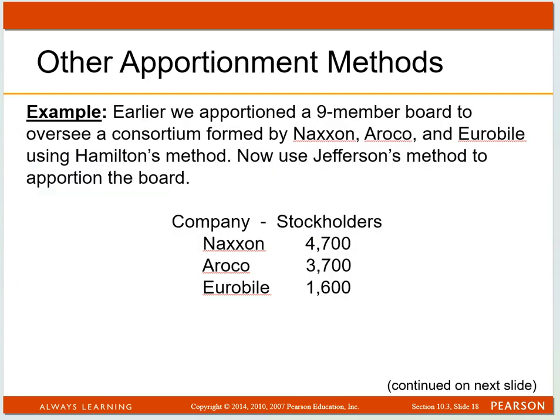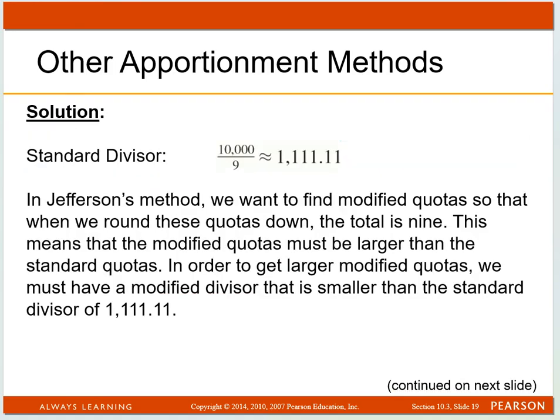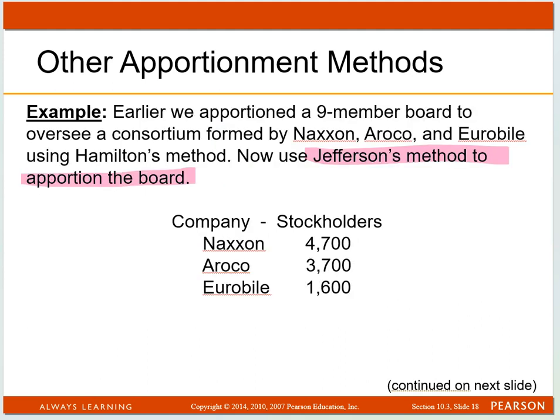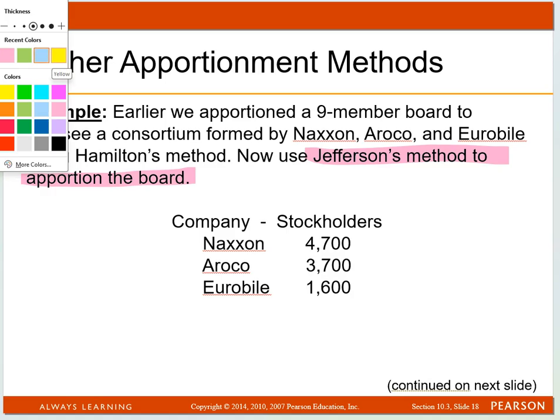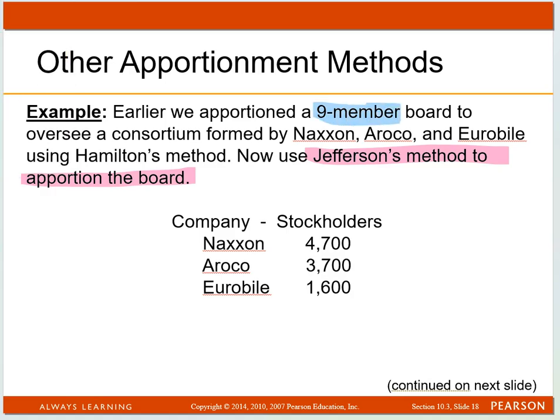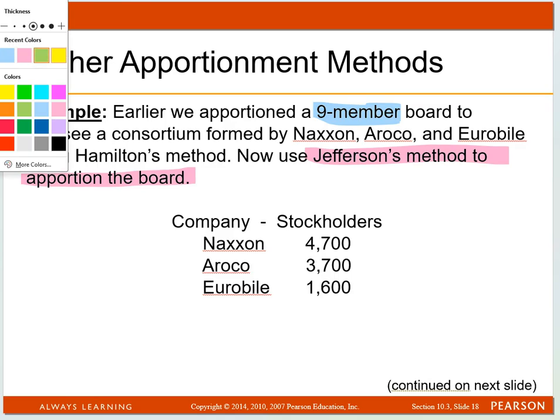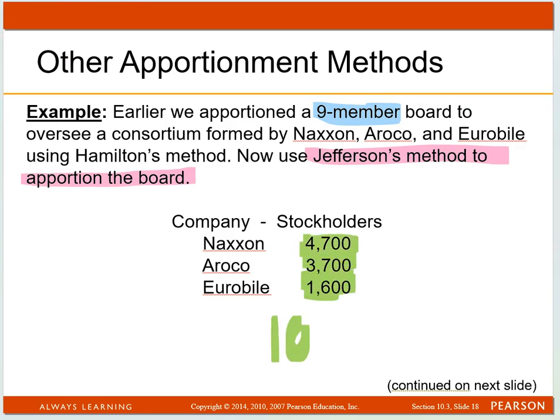All right, so let's look at these same 3 companies, Naxon, Erico, and Eurobile. And before we used Hamilton's method, but now we want to use Jefferson's method. We're going to use Jefferson's method to apportion the board. So we have to start by adding them all up. There's the 10,000. Hang on, what was it? It was a 9-member board. And we've got all these stockholders here, right? And this added up to 10,000.